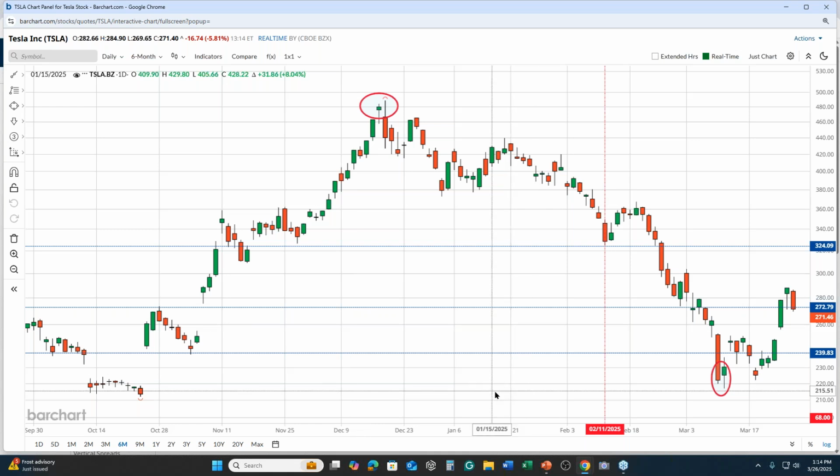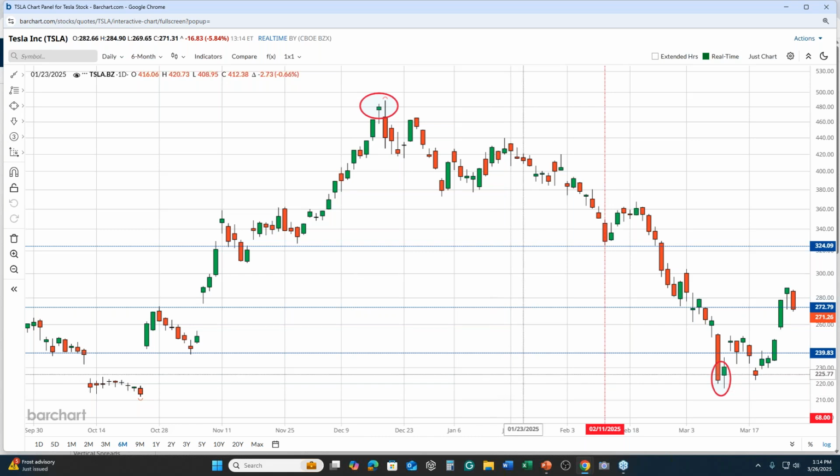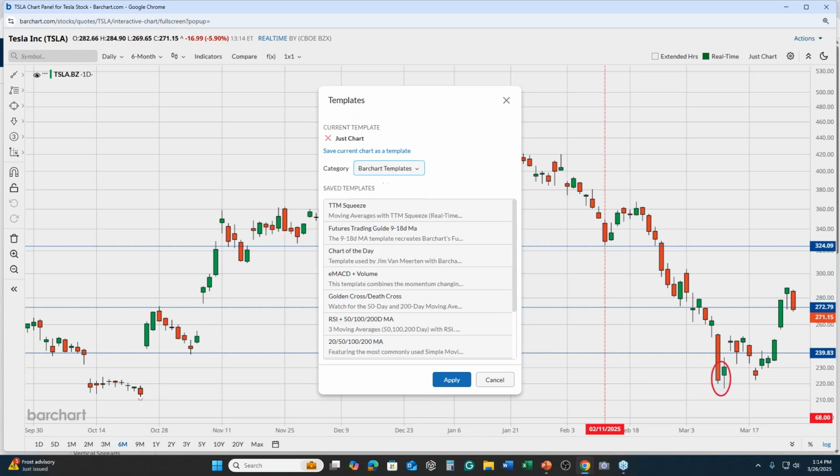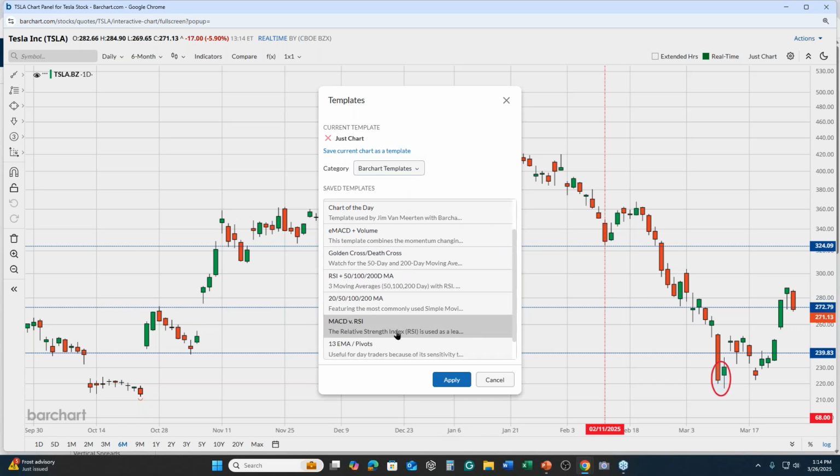So here's Tesla, okay? And I have two circles here. Now, why did I do these two circles? Well, we said that Bollinger Bands work better when they're in concert with other technical analysis. So I do have some templates, and I think we have a bar chart template that can help us. Yeah, here we go.